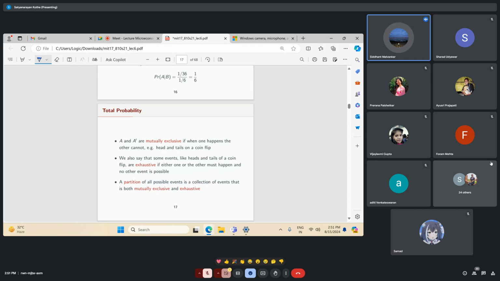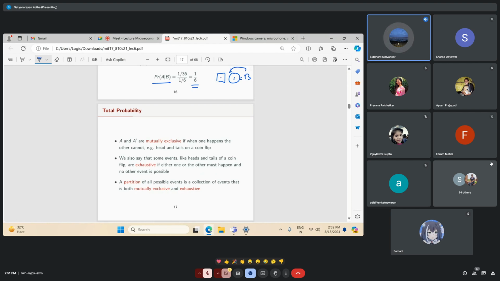It's actually 1 by 6. Okay? It is 1 by 6. So the probability of AB is 1 by 6 because we said that we want 1 as B. B is 1 on the die. Okay? So on the die, 1 will take place is the probability.